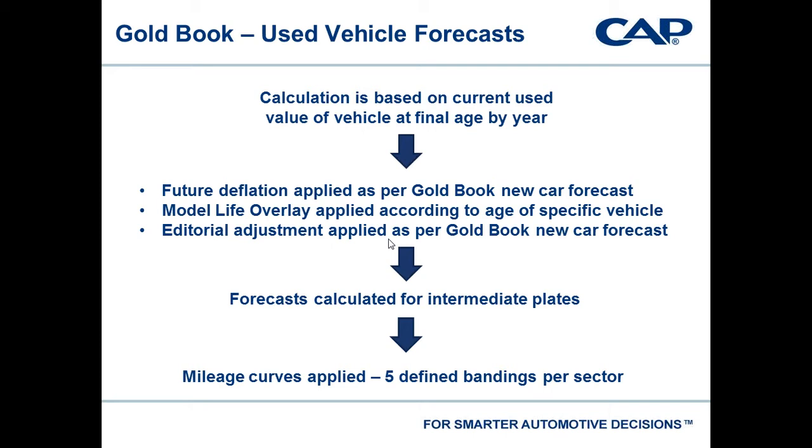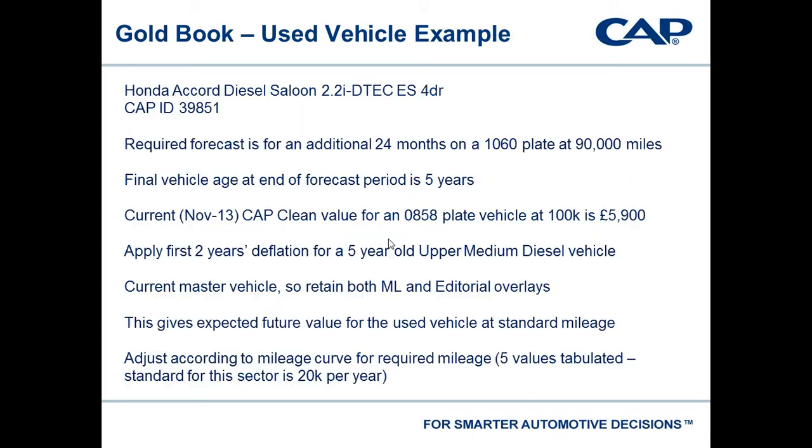And then there's a calculation that generates values for the intermediate plates. Those are at standard mileage. We then have our mileage curves that get applied. One of the benefits that you see now in IQ is instead of 3 mileage bands, there'll be 5. So a central one, two high and two low, and those are differentiated by sector and fuel type.